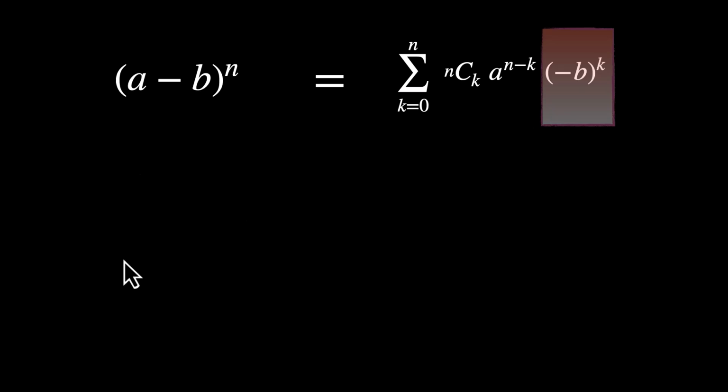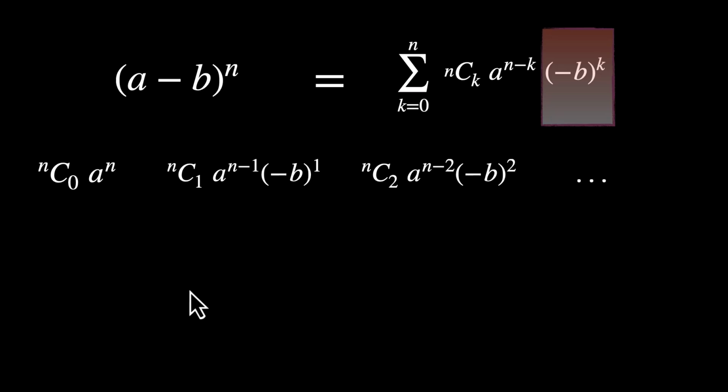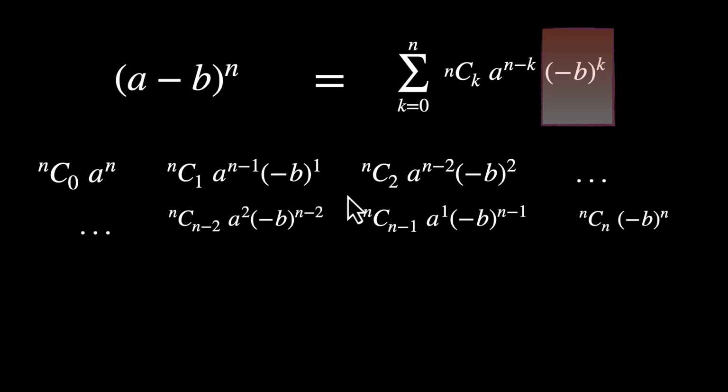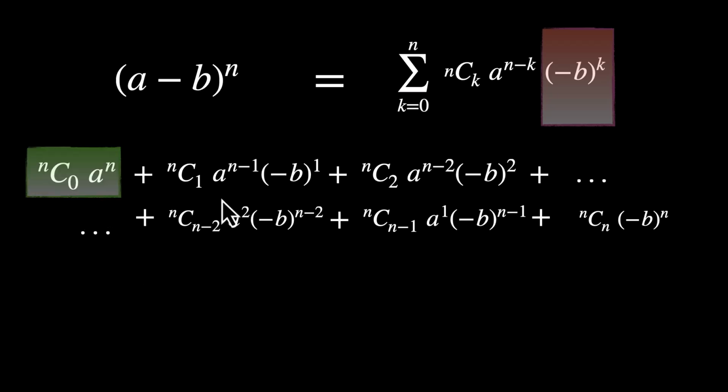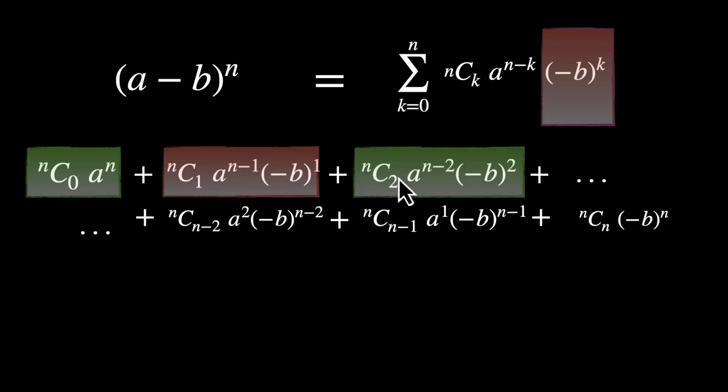Let's see its expansion. When we expand a minus b to the power n, this is what we get. nc0 a to the power n, nc1 a to the power n minus 1, minus b to the power 1, and so on. Wherever we had b, now we have minus b. And we add them up. Okay, so the first term remains the same. Then we have this minus b, which makes this term negative, then positive, then negative, then positive, then negative.